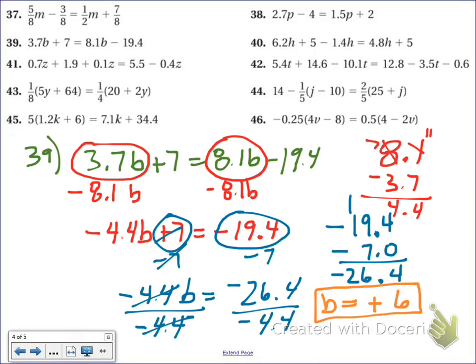So I did that because I can look at the decimal and know. You can type it into a calculator and figure that out, or we can do it the long way. Okay? But b equals 6 in this equation.